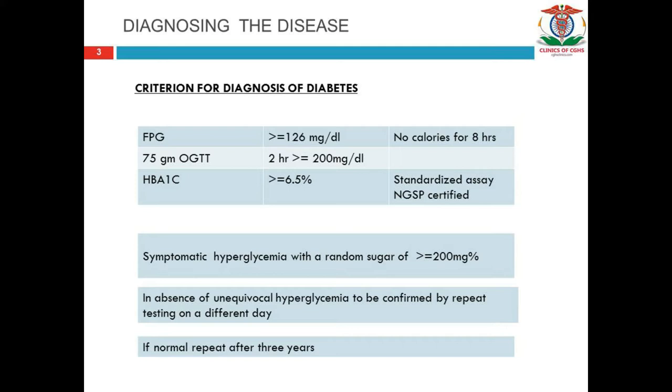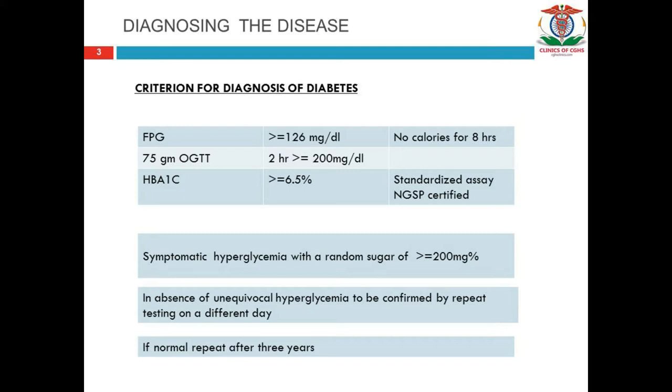HbA1c was not initially approved as a diagnostic criteria, but after standardized assays became available, it has been approved as a diagnostic criteria, and HbA1c of more than 6.5 is diagnostic of diabetes now. Any symptomatic hyperglycemia with a random sugar of more than 200 can also be labeled as diabetes.